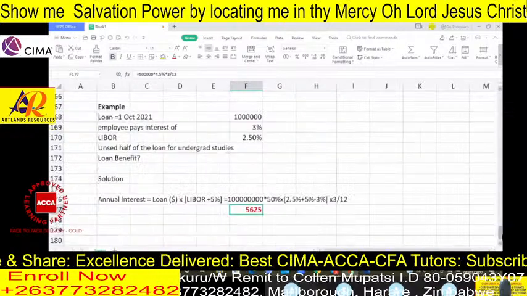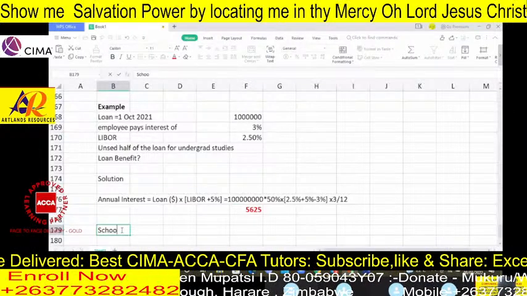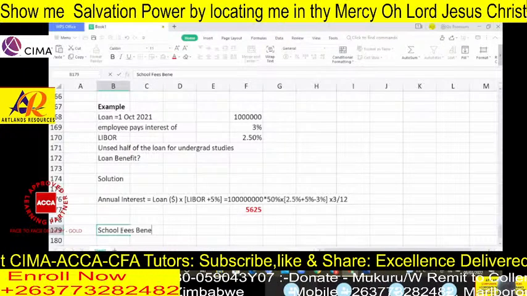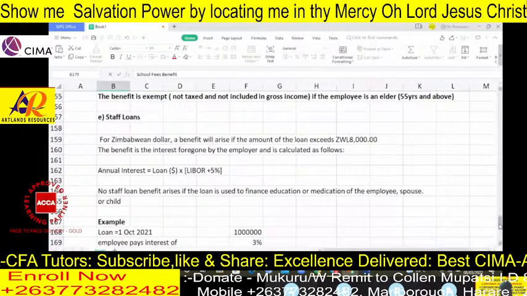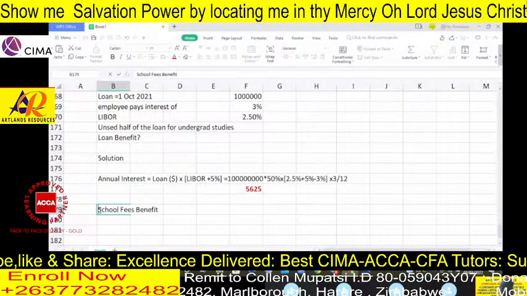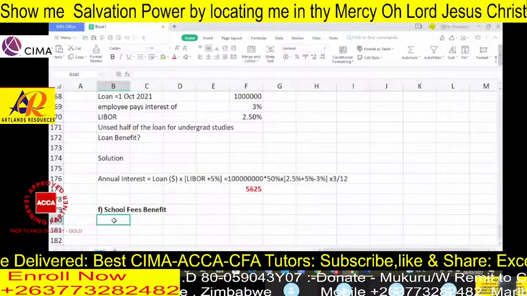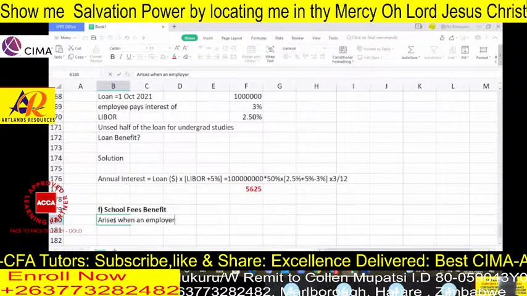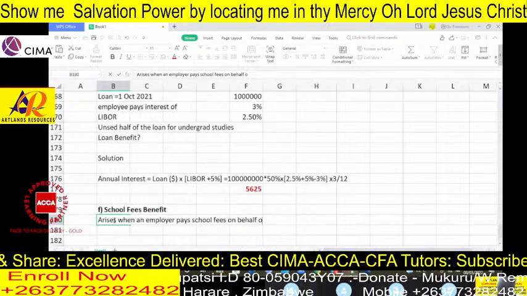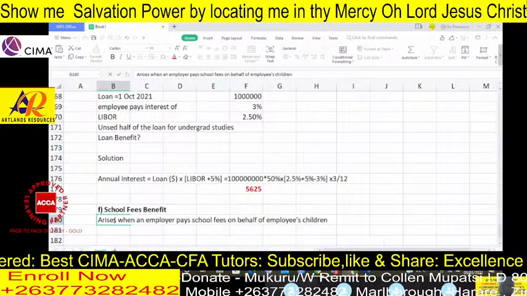Then there are, of course, other fringe benefits like school fees benefit. That one was E, and so this one is F: school fees benefit. What is this? It arises when an employer pays school fees on behalf of employees' children. That's a school fee benefit.